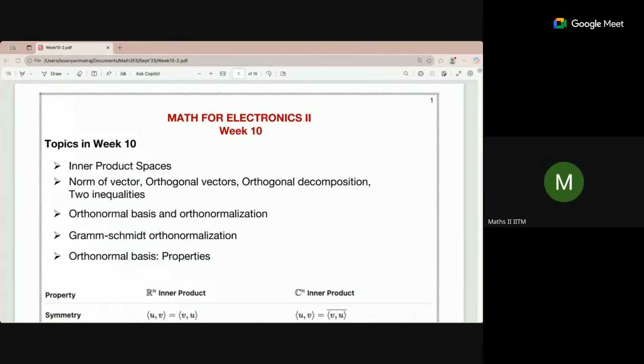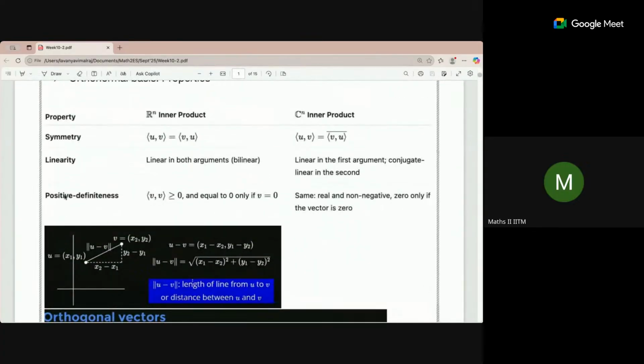Okay, so let us quickly recall the topics we have covered in the previous session. We defined what is an inner product. Inner product in Rn and Cn both are already discussed. For inner product in Rn, we have symmetry, that is, when you interchange the positions in the inner product, the values are still the same, right? And they are linear in both the arguments.